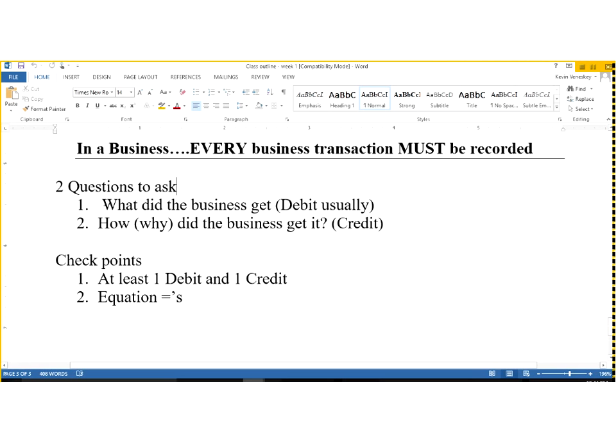So the two questions I need you to ask, and the first one, you always want to put your debits first. Debit is, what did the business get? Sometimes that's a little bit harder to answer than other times, but typically this is going to help you determine what the correct debit and credit should be. The rest of this class is going to hinge on your ability to answer these two questions and know where to properly put it in the T account.